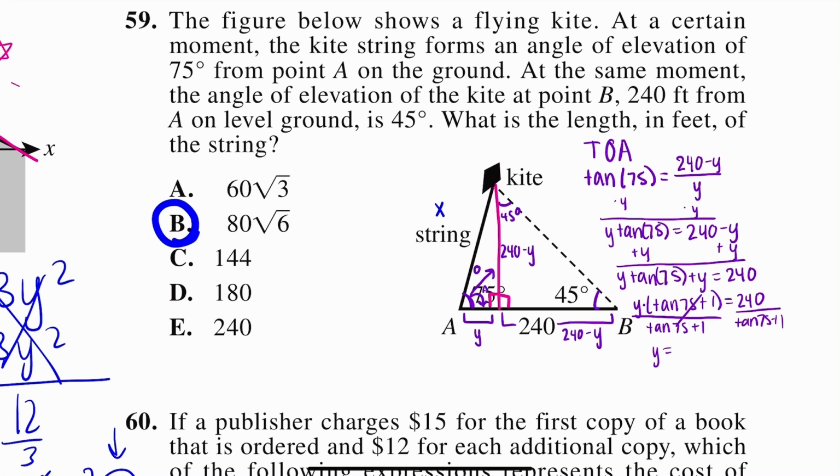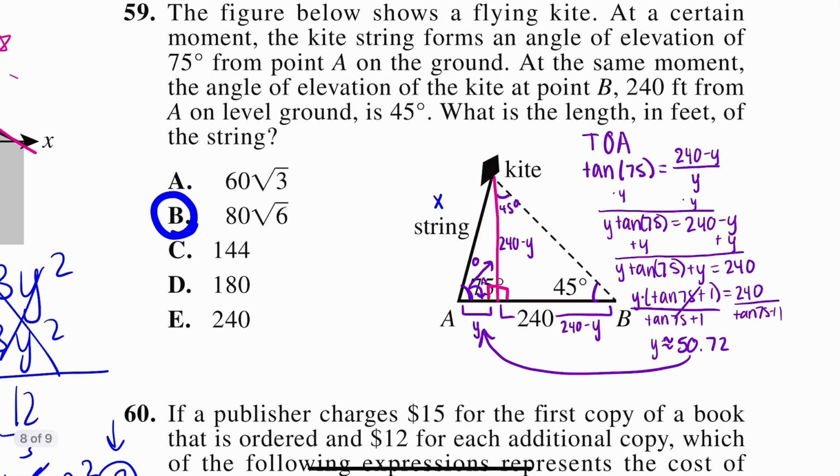So I'm going to go on my calculator here and do 240 divided by tangent 75 plus 1. I get about, so we're approximating here, 50.72. So that's this side right there. So then this right here is 240 minus that 50.72. So this is 189.28.